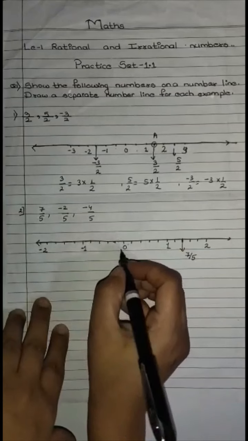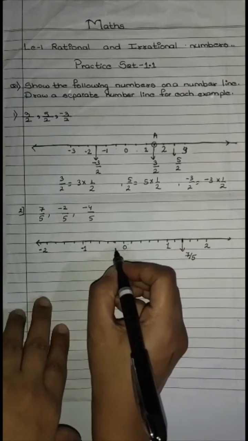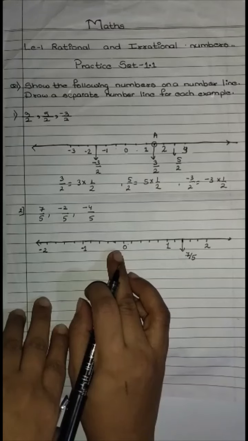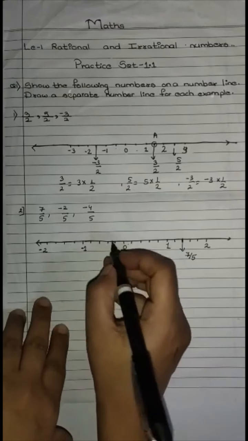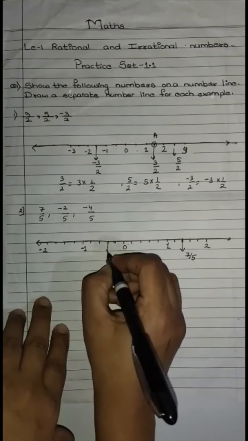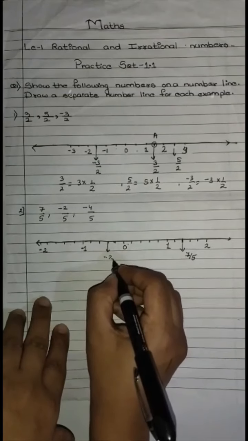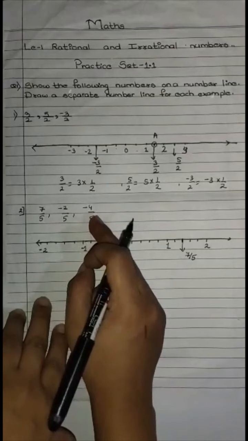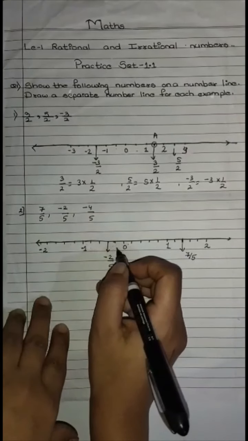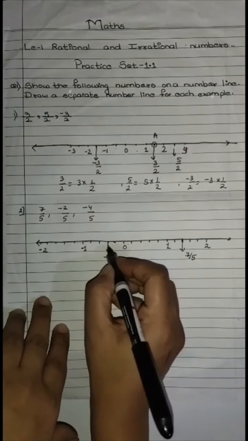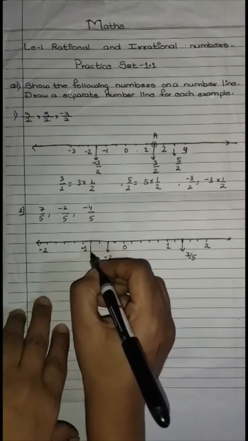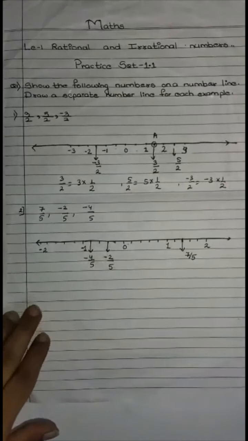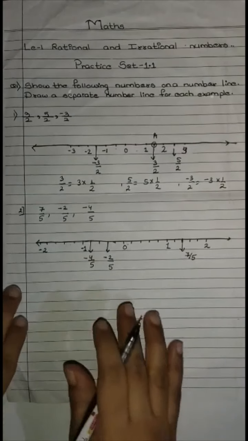Now minus 2 upon 5. This is 1 by 5, minus 1 by 5, minus 2 by 5. This means this is the second point from 0. Students, listen carefully. Now minus 4 by 5 means fourth point from 0. 1, 2, 3, 4. This is minus 4 upon 5. Okay, it is very easy, students.